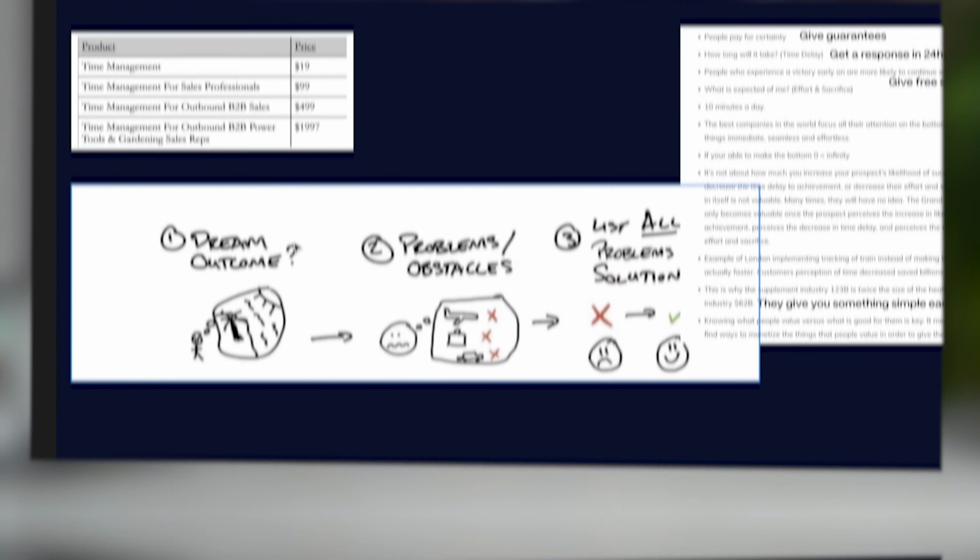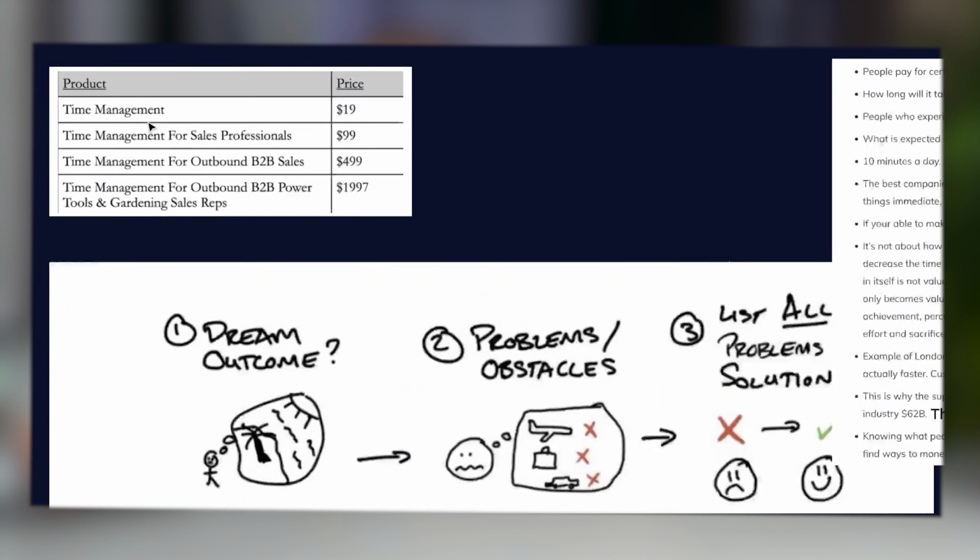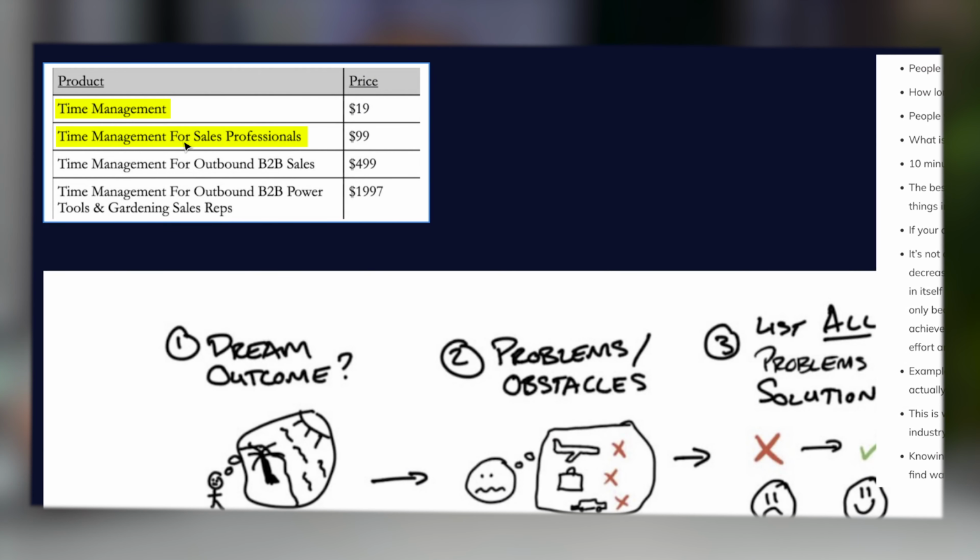And then you can also niche down and start creating specific pages, maybe by leveraging the landing pages technique. A great example here is time management for sales professionals, time management for outbound B2B sales, and time management for outbound B2B power tools and gardening sales reps. The more specific you get with which story you're telling on the website, the better it's going to be.